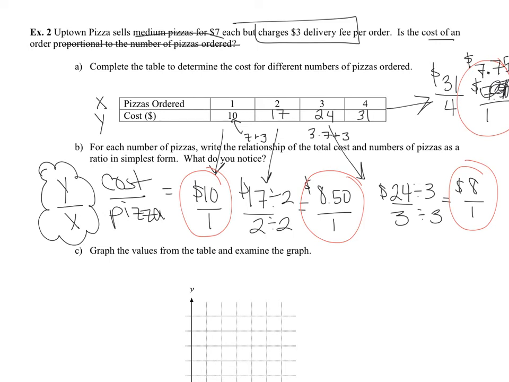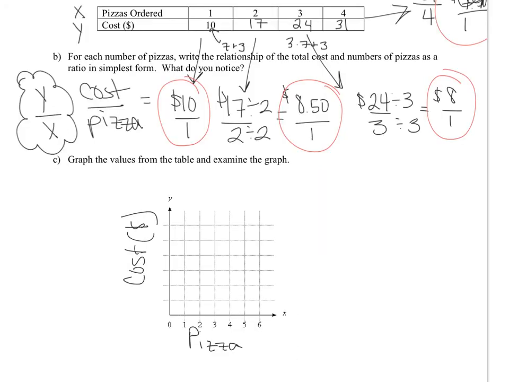Okay, let's take a peek at the graph and see what happens. First things first, I've labeled my axes. X is pizza, and then Y is cost. I know I need to go from 0 to 31 on my y-axis based on my table here. So I'm going to go ahead and do my 5, 10, 15, 20, 25, 30. We can do our 1, 2, 3, 4 on the x-axis. Hope yours are more accurate than mine. I'm trying to go fast for you.